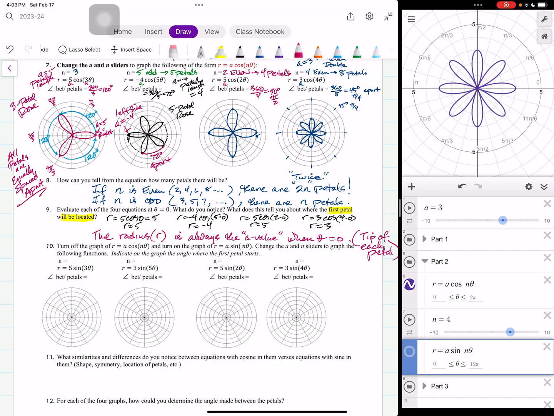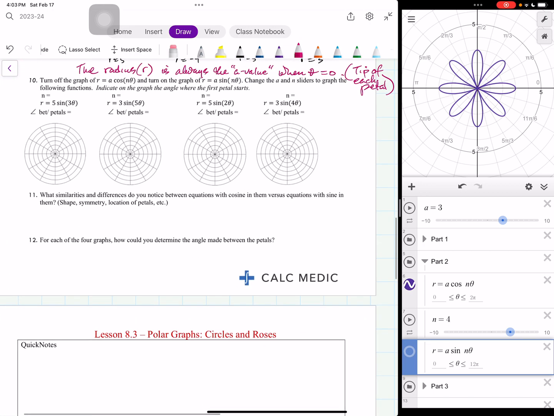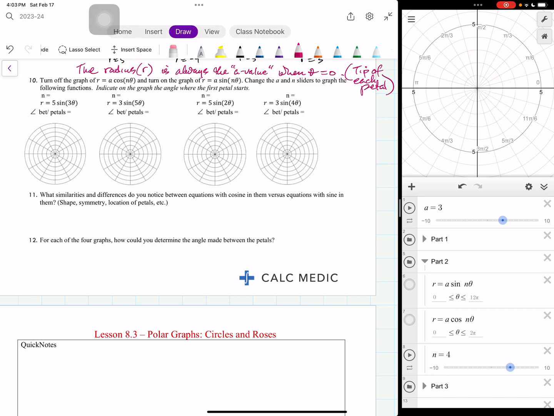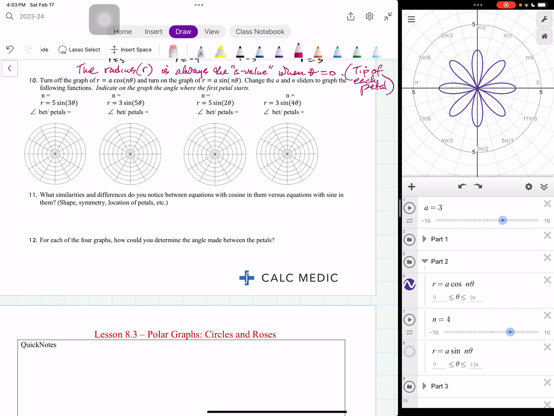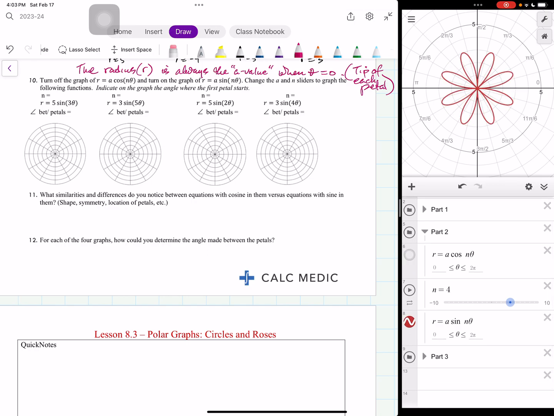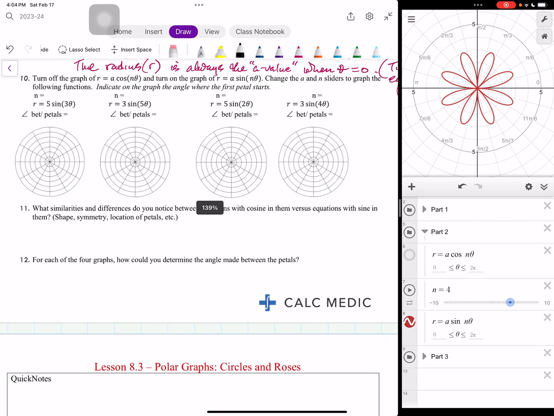All right. Now, number 10, we're going to switch. Okay, so now we're going to be switching to the different function, and now we're going to turn off this function and turn on the other function. Okay, so there we go. So now we have the sine function, and let's go through the different facets of your sine function. So this is number 10. All right. Turn off the cosine function, turn on a sine of n theta, change the a and n sliders to graph the following functions and indicate where the first petal starts. Okay, here we go. So this is number 10.